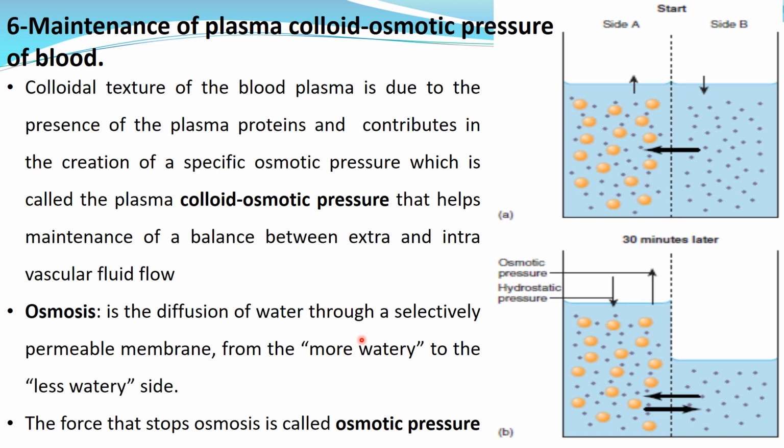So the force that stops the process of osmosis is called the osmotic pressure. This force, which prevents the movement of water from a more watery side to the less watery side, is called the osmotic pressure. So this pressure prevents the further movement of water from the site where you have more water into the site where the amount of water is lower compared to the other side.